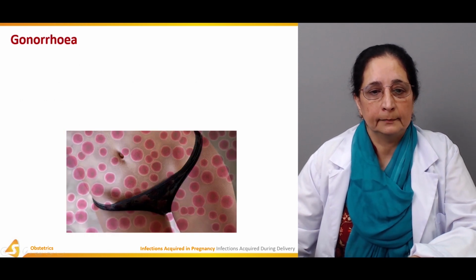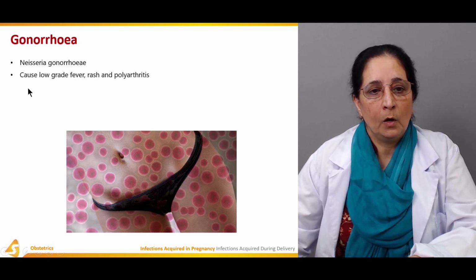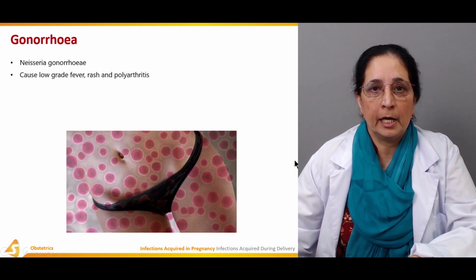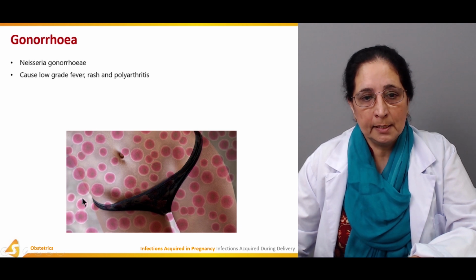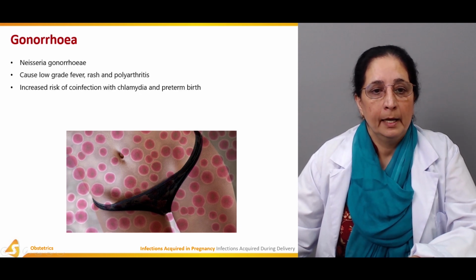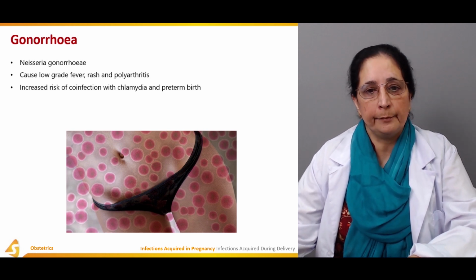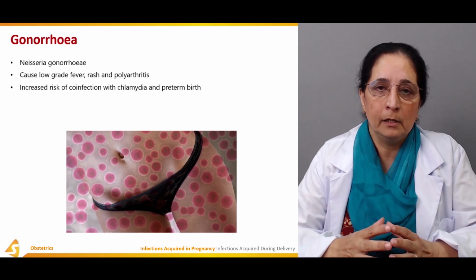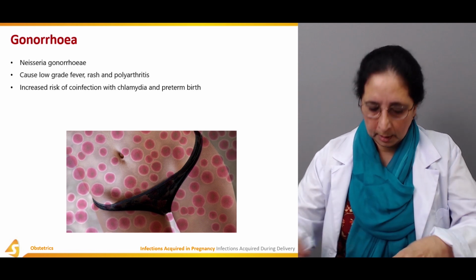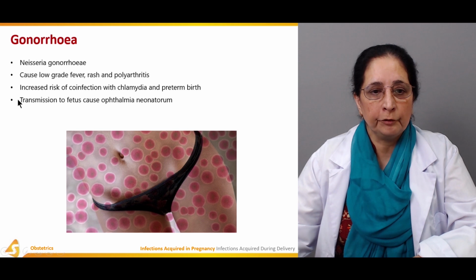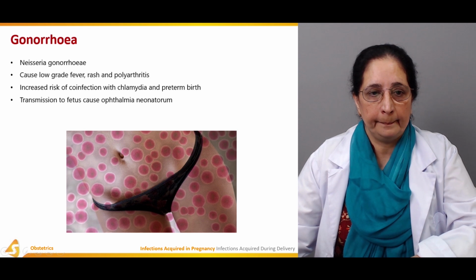Next is gonorrhea. Neisseria gonorrhoeae is the causative agent, and it causes low-grade fever, rash, and polyarthritis. Multiple joints are affected. You can see the rash present. And then there is increased risk of co-infection with chlamydia and preterm birth. So chlamydia and Neisseria gonorrhoeae, or gonorrhea, can coexist together, and it can cause preterm birth. Transmission to the fetus causes ophthalmia neonatorum.